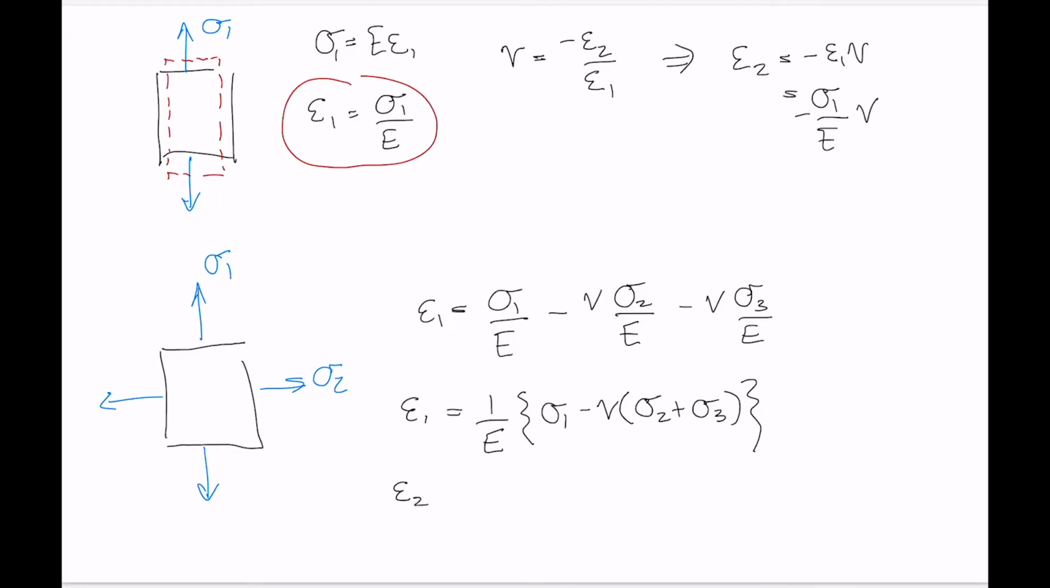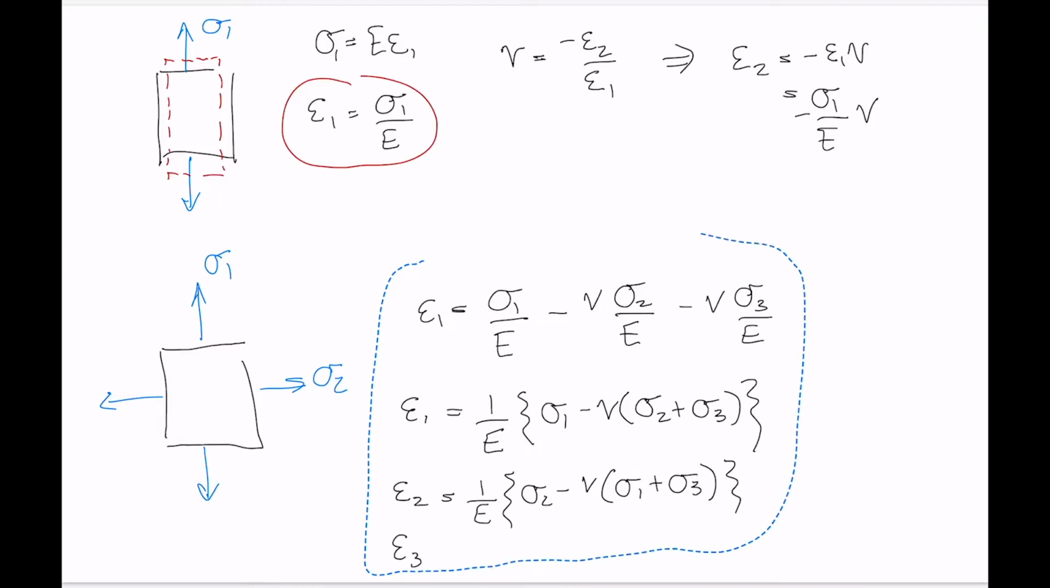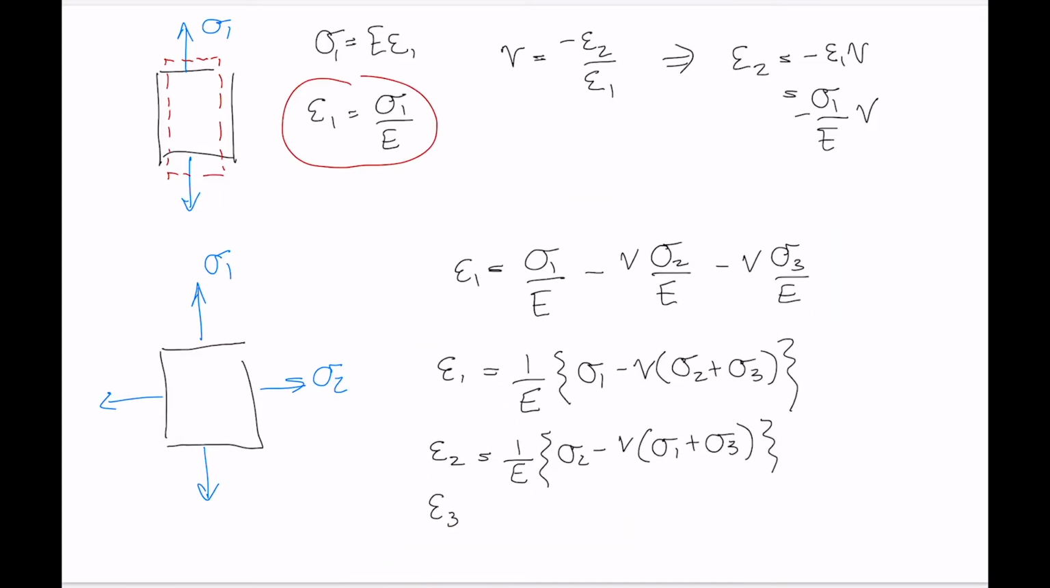The strain in the horizontal direction, the direction of sigma 2, is 1 over the modulus of elasticity, and then sigma 2 minus Poisson's ratio times sigma 1 plus sigma 3. And strain in our third direction, which would be into the plane of the screen if I was drawing this as an actual volumetric element instead of an in-plane element, is given by 1 over modulus of elasticity, stress in the third direction, the third principal stress, minus Poisson's ratio times the summation of sigma 1 plus sigma 2.